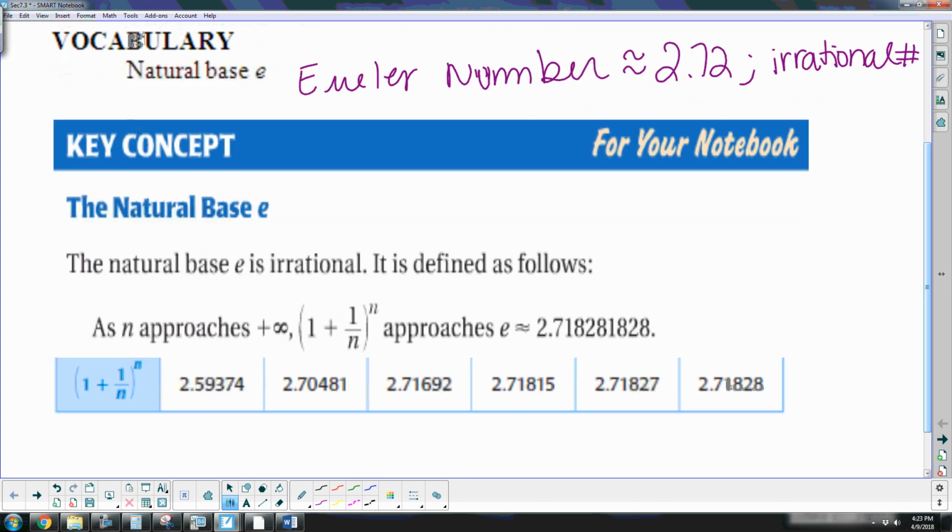So natural base e, it's irrational, and it was discovered as we look at as n approaches infinity, as some number approaches infinity, 1 plus 1 over n all to the n power approaches this number. And that's e.